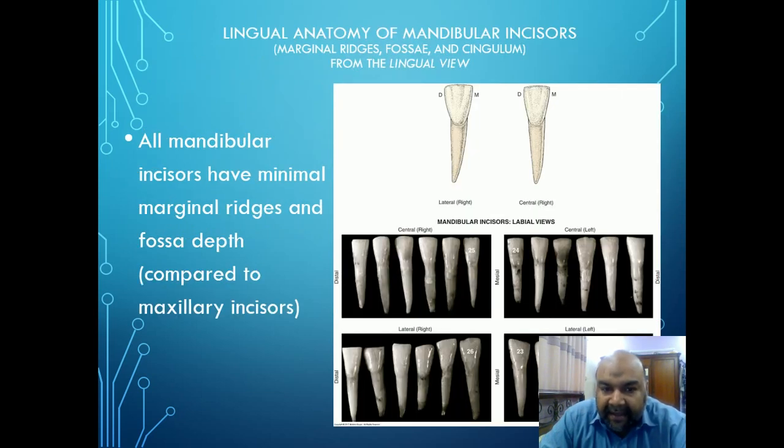Okay, another important feature is that the mandibular incisors have minimal marginal ridges. They are not as prominent on these incisors. Marginal ridges can be viewed from the lingual aspect as well as the labial aspect. And the lingual fossa is also not so deep, it is very shallow.